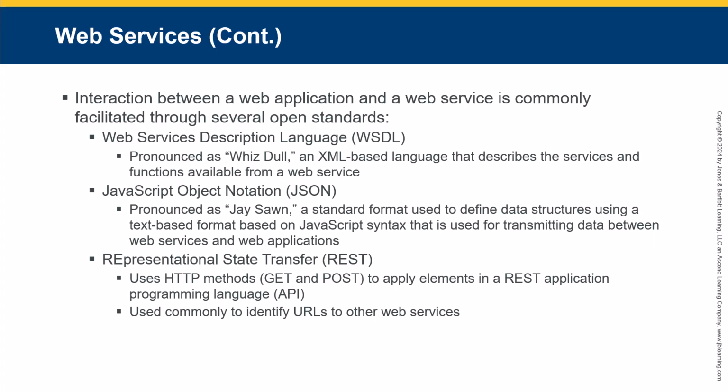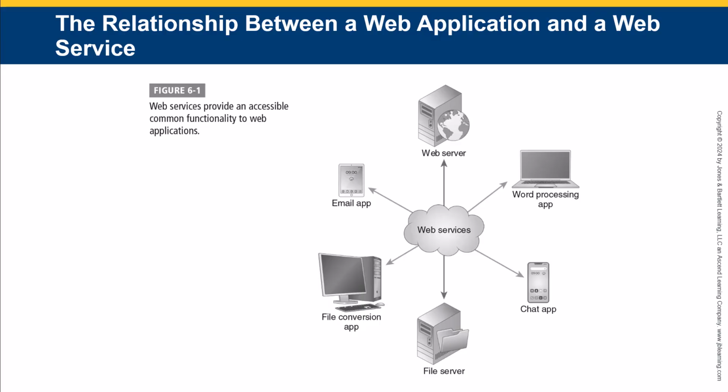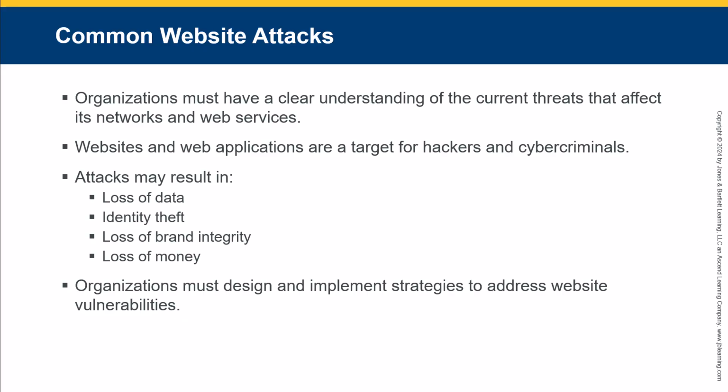So let's look at this graphically. We have our web services that interconnect all the major components: the web servers, our word processing apps, our email apps, our file conversion apps, our file servers, the chat apps, and so forth. So that gives us a nice understanding of the relationship between web apps and web services. So now let's look at common types of attacks.